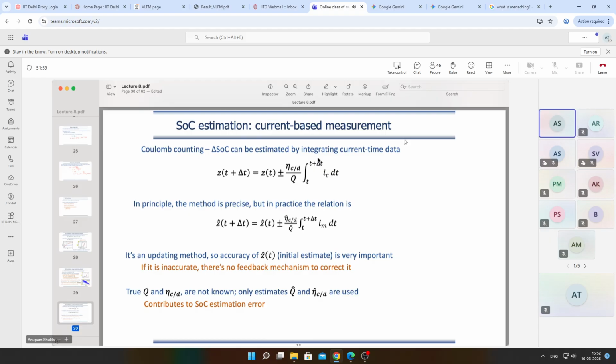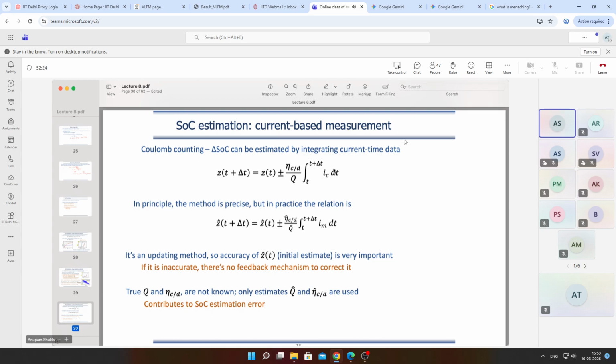So it will give you the delta SOC. Okay. But this assumes one more factor, which is eta. This is brought in to take care of the fact that not all of the current that we see actually goes into changing the charge stored in the battery. Okay, there are efficiencies associated with charging and discharging.